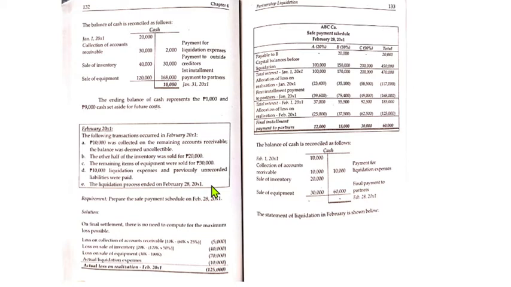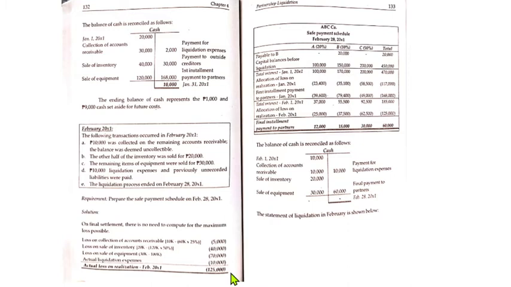So, magkano ba ang total losses on the collection of accounts receivable? Sa remaining accounts receivable daw, 10,000 ang nakolekta. Magkano ba yung remaining receivable? Ito yung 25% ng 60,000. So, may loss na 5,000. Loss naman sa inventory na 40,000. Bakit? Kasi 60,000 yung half nun, nabenta lang siya ng 20,000. The remaining items of equipment were sold for 30,000. So, magkano ba yung equipment na natira na hindi pa nabenta? 100,000 minus 30,000. Ang loss dyan ay 70,000. Next, yung liquidation expenses, 10,000. So, you compute 5 plus 40 plus 70 plus 10. That is equal to 125,000. This is the actual loss on realization.